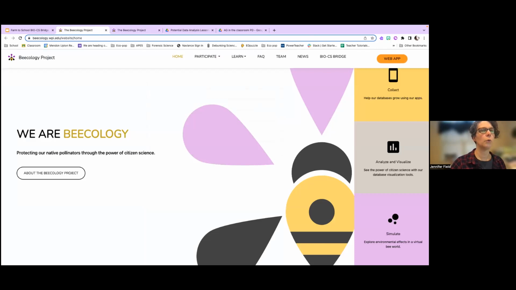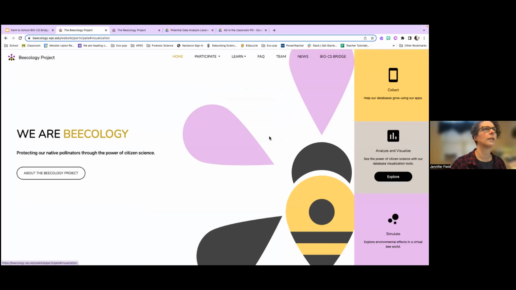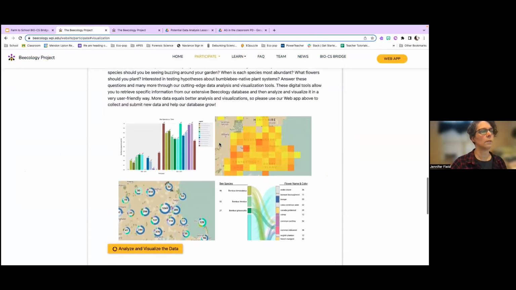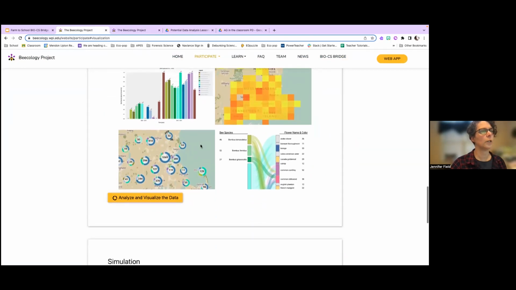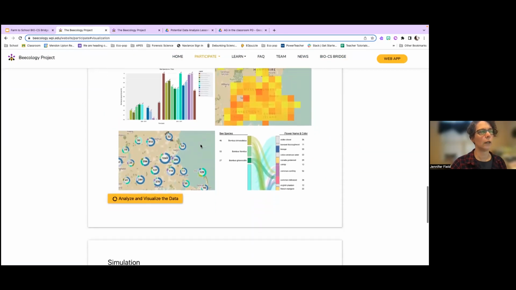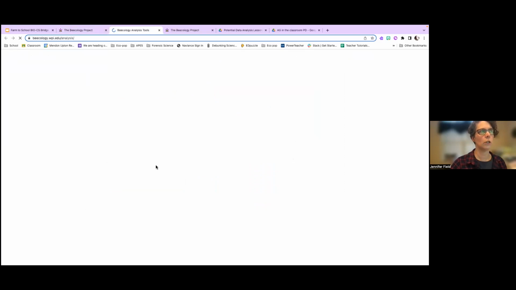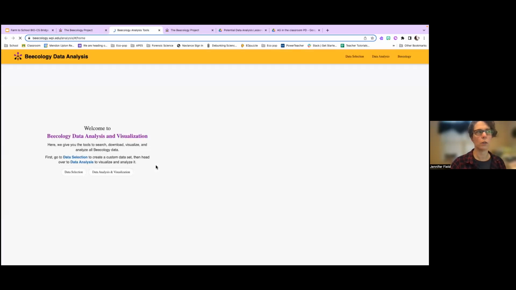If you want to work or interact with the database, you can choose some different kinds of data that you want. These are all the different types of graphs that you can access. You need to actually choose your data before you get to the graphing part. So yeah, you need to go to data selection first.